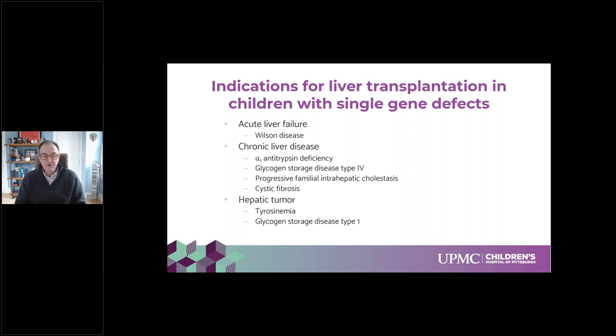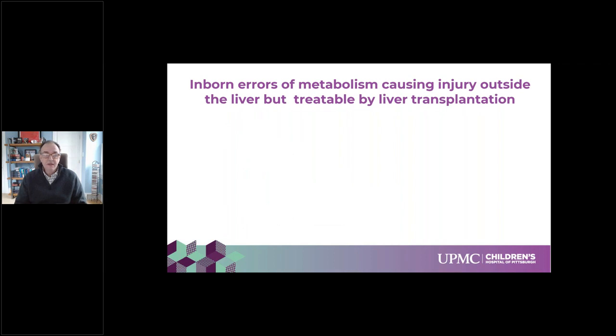We see cirrhosis in alpha-1 antitrypsin deficiency, glycogen storage disease type 4, cystic fibrosis, and then liver tumors, particularly hepatocellular carcinoma and adenoma, can be seen in tyrosinemia, glycogen storage disease, and other conditions. And then finally, the largest group are really those that are caused by a defect in a pathway in the liver, but that defect leads to injury of extrahepatic tissues and not exactly liver disease itself.